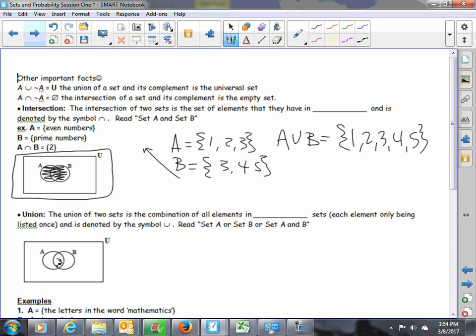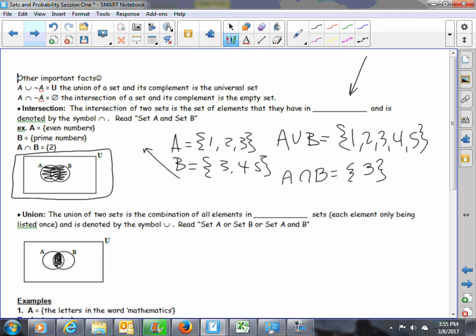Now, if this were a Venn diagram and we were to shade the intersection, we would just shade the overlap of the 2 circles. And let's use this same illustration. If A is the set 1, 2, 3 and B is the set 3, 4, 5, then A intersect B would be the set of elements that are found in both sets, and in this case that would just be the element 3.